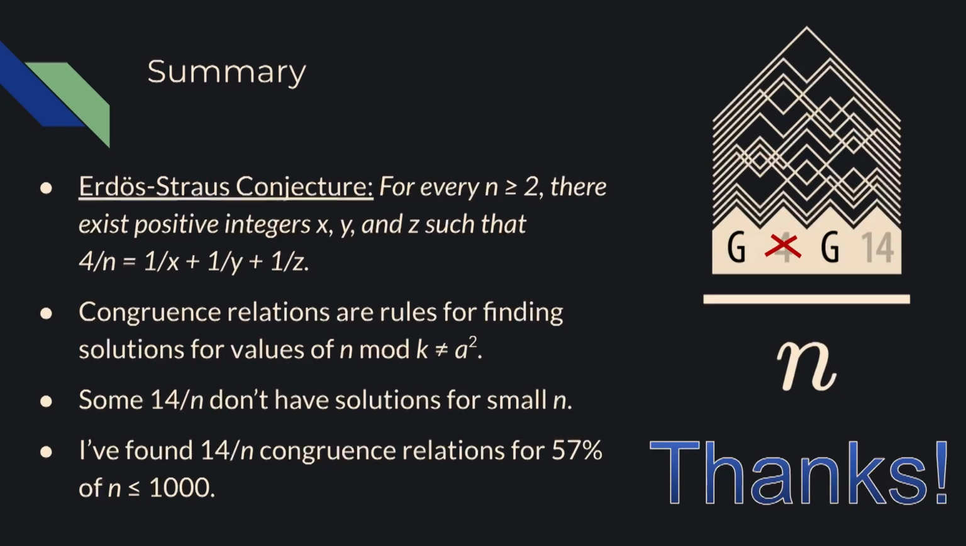We can use congruence relations to find solutions for a lot of denominators. The story is different when we change the numerator to 14, because we know of some denominators that don't have solutions. So far, I've managed to find congruence relations for more than half the possible denominators.